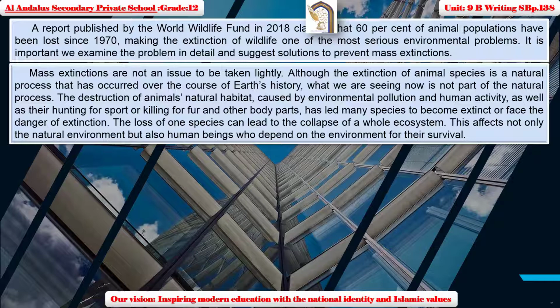The loss of one species can lead to the collapse of a whole ecosystem. This affects not only the natural environment but also human beings who depend on the environment for their survival. Now, gentlemen, we are moving to the third paragraph, which is the second paragraph of the main body, in which we suggest solutions. That's it.